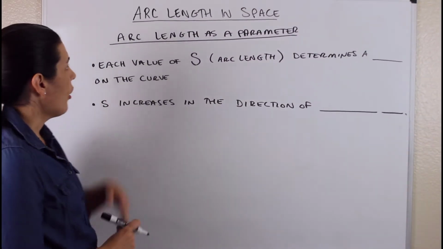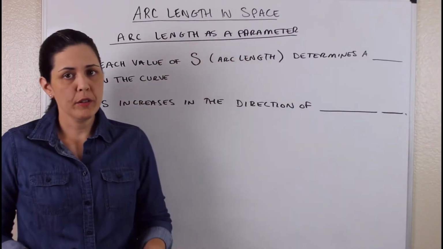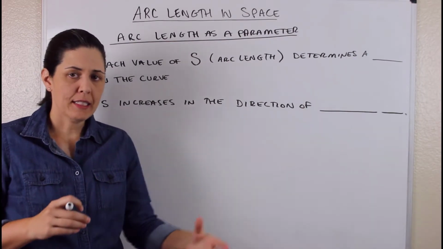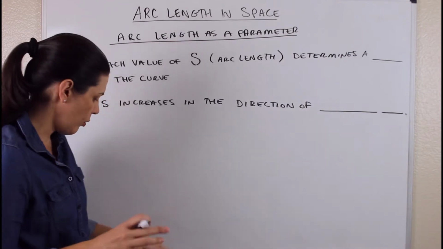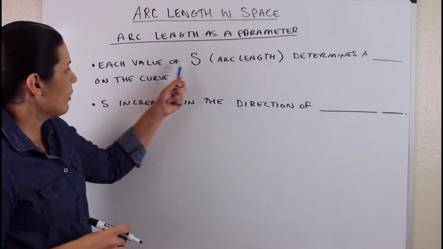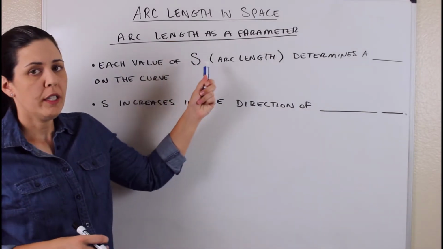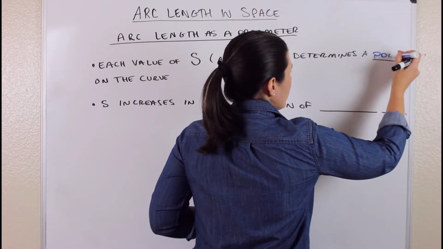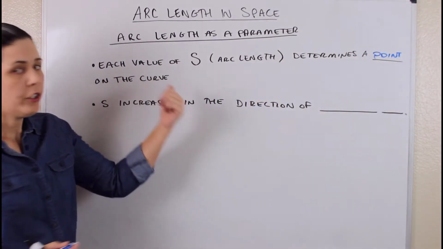Okay, so arc length as a parameter. We're basically thinking about the length on our arc as the inputs of our function, and we'll go through the difference in just a little bit. Each value of s, so s represents arc length, determines a point on the curve.